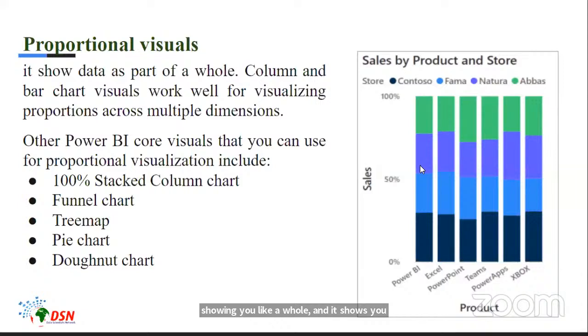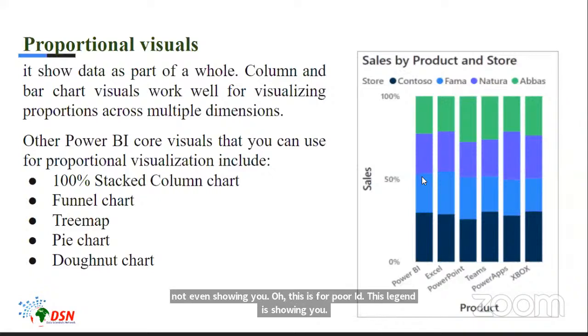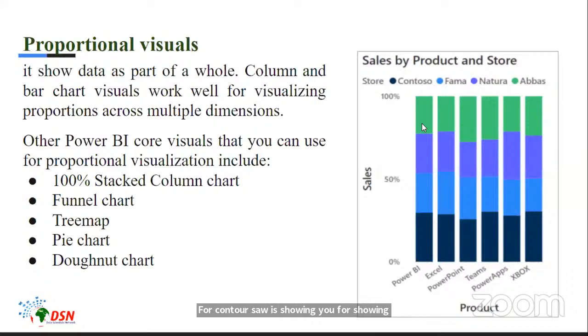So you can look at this visual, it's not even showing you the values. This legend is showing you for contour saw, for farmer, for natural, and for Abbas. So this is just giving you a percentage of that whole. So other proportional visuals for Power BI include 100% stack bar chart. I should have included stack bar chart. This is a stack column chart. So we have the funnel chart, the tree map, the pie chart, and the donut chart. We'll also get to see them practically if time permits.